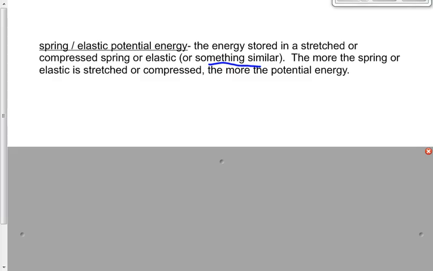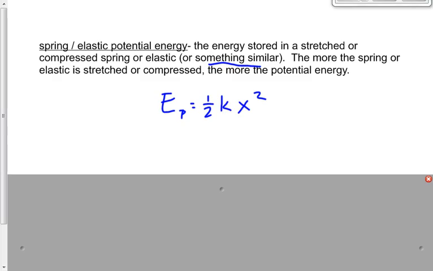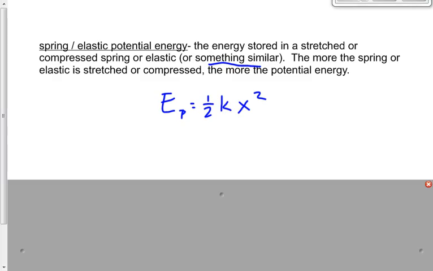Now, there is an equation to describe this, just like there's an equation to describe any kind of energy. We're going to say again, EP, potential energy, is equal to 1/2 times k times x squared. Now, here's some new terms that you're not familiar with, k and x. EP is easy. That's the one that stands for elastic potential energy. It's a scalar measured in joules.